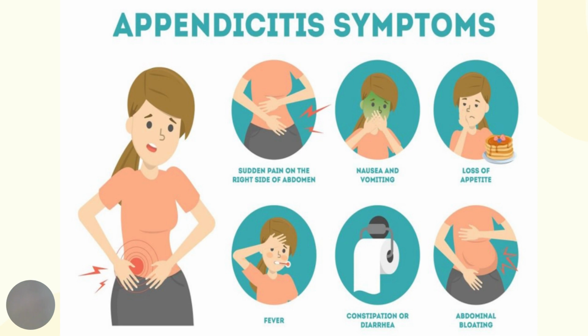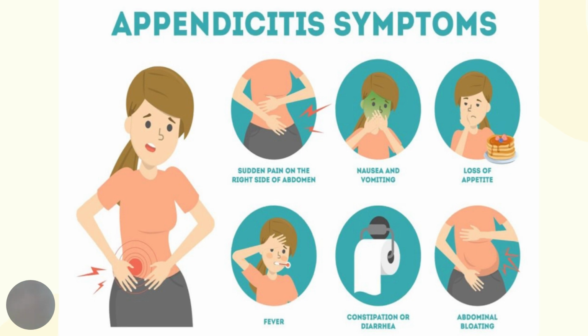Patients with acute appendicitis present with the symptoms of central abdominal pain that later shifts to the right iliac fossa. This pain may be associated with nausea, vomiting, loss of appetite, and low grade fever as well. May present with constipation or with diarrhea as well, especially if appendix is pelvic in position. Some patients present with abdominal bloating as well.